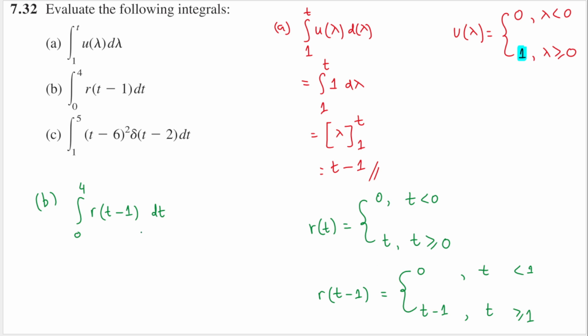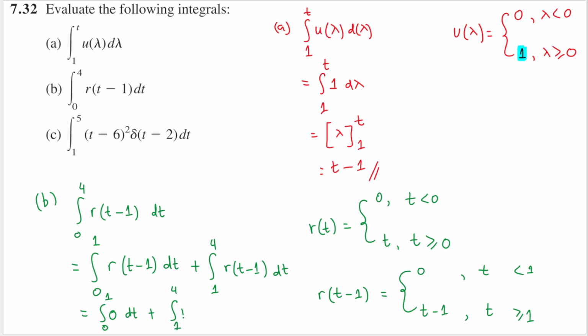And now we can divide this into two cases: the integral from 0 to 1 of r(t minus 1) dt, plus the integral from 1 to 4 of r(t minus 1) dt. Now let's plug in the piecewise function. We will have the integral from 0 to 1 of 0 dt, plus the integral from 1 to 4 of r(t minus 1) dt. I think my slide is full. Let's clean up the board first.